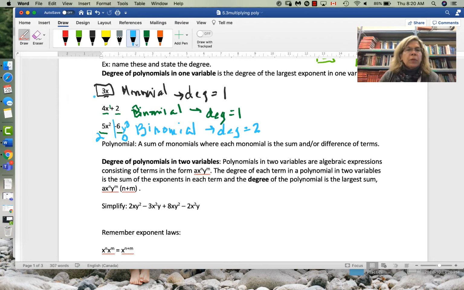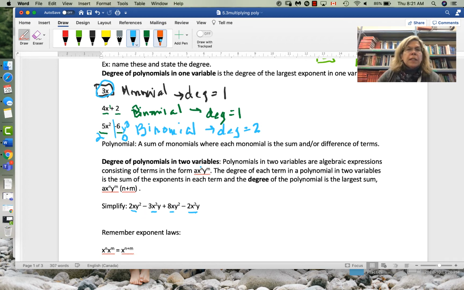So up here we know 3x is a monomial. It's just a sum of monomials where each monomial is the sum and or difference of terms. So that just means that it's a bunch of terms put together, added or subtracted, and that gives you a polynomial. I don't know if that helps any more, but it is just to say that each of these, if they were alone, would be considered monomials. But put together and separated by an addition or subtraction sign, that makes them polynomials, or many terms.